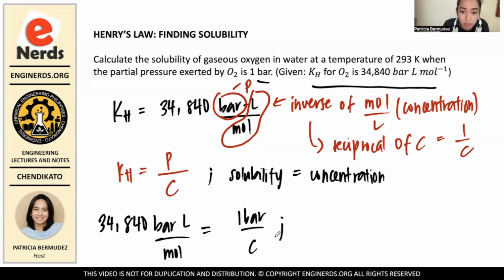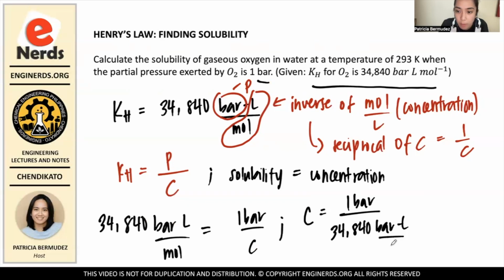And our goal is to find C, right? So if we're gonna transpose this to the other side, ito mapupunta sa left-hand side, tapos ito mapupunta sa denominator ng right-hand side. So yung concentration natin is 1 bar over 34,840 bar times liter per mole. Okay? So makikita natin makakancel yung bar. And ang matitira is 1 over liter per mole. And what is that equal to? It's equals to moles per liter.